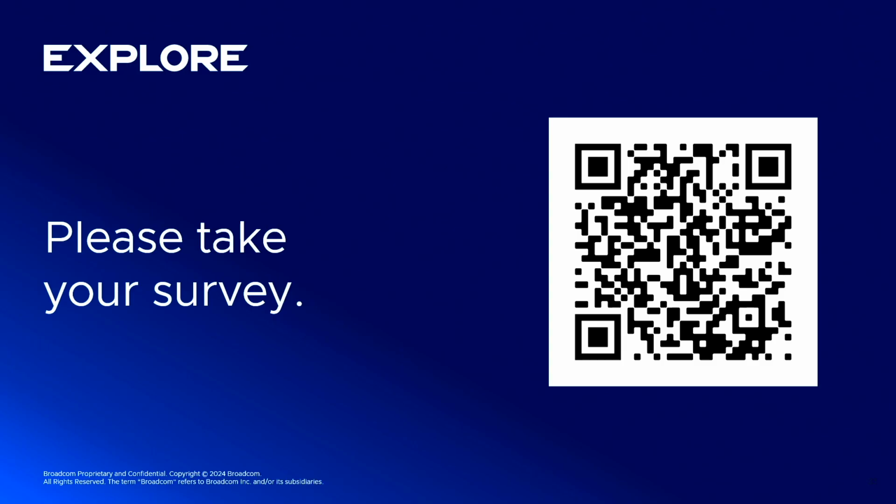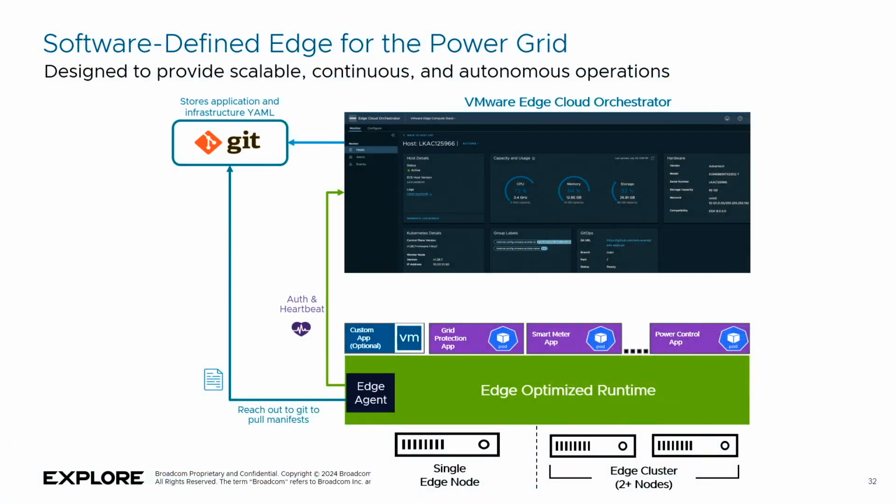Sure. I'm not quite familiar with the edge optimized runtime. In this case, when you're showing that smart meter app, if I'm developing a smart meter app, how does my deployment work? Do I need to work with the VCF? For example, if I draw a parallel, I have AWS Greengrass, right? I can directly deploy my app through that. So can you walk me through how exactly I deploy my application to this edge stack?